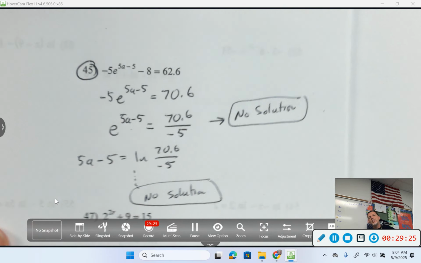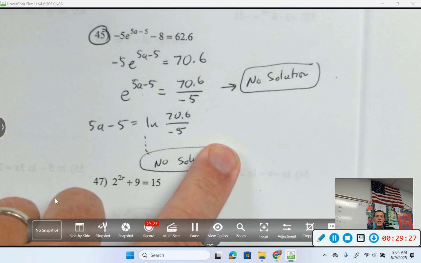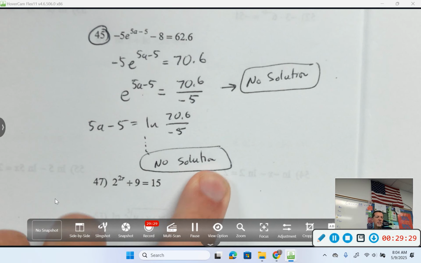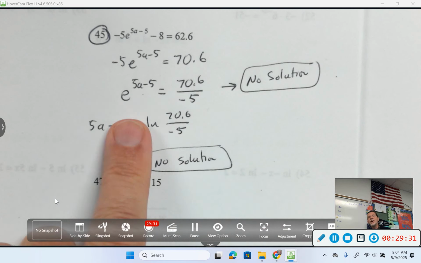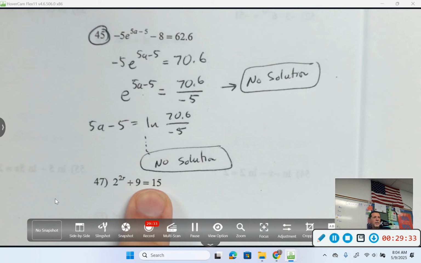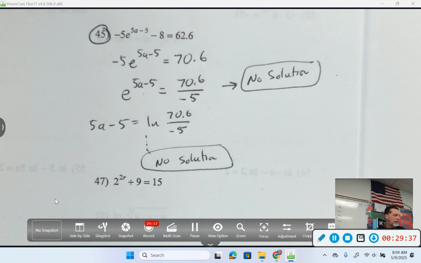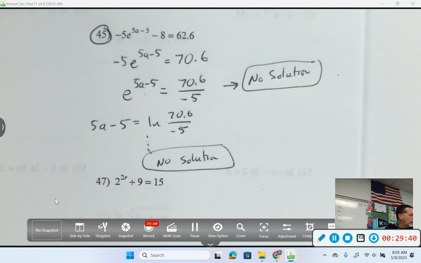So it's just an example of there's times where no solution is an okay answer. Sometimes you can catch it early. Other times, if you're not really paying attention, you're just kind of focused on follow the process, you might not get it till the end. And that's okay as well.